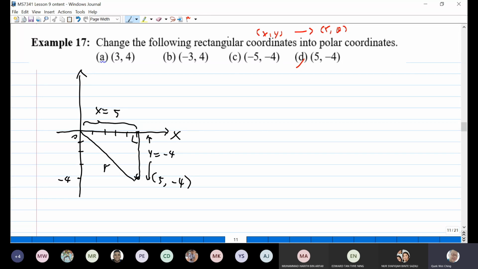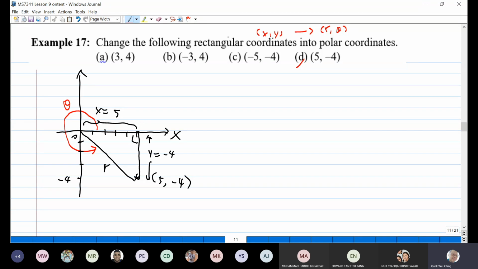And where is the angle theta now? Remember, the angle theta is always measured from the positive x-axis. So how do we get it? We get from here to here, the theta. From the positive x-axis, you go anti-clockwise until you reach the direction of the point, the theta here. So how do you find r and theta now?